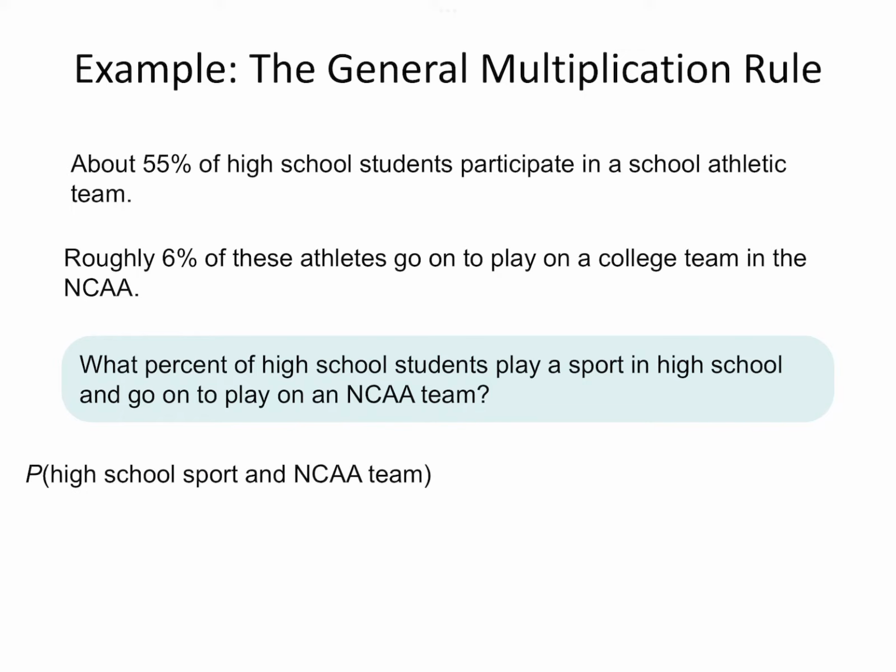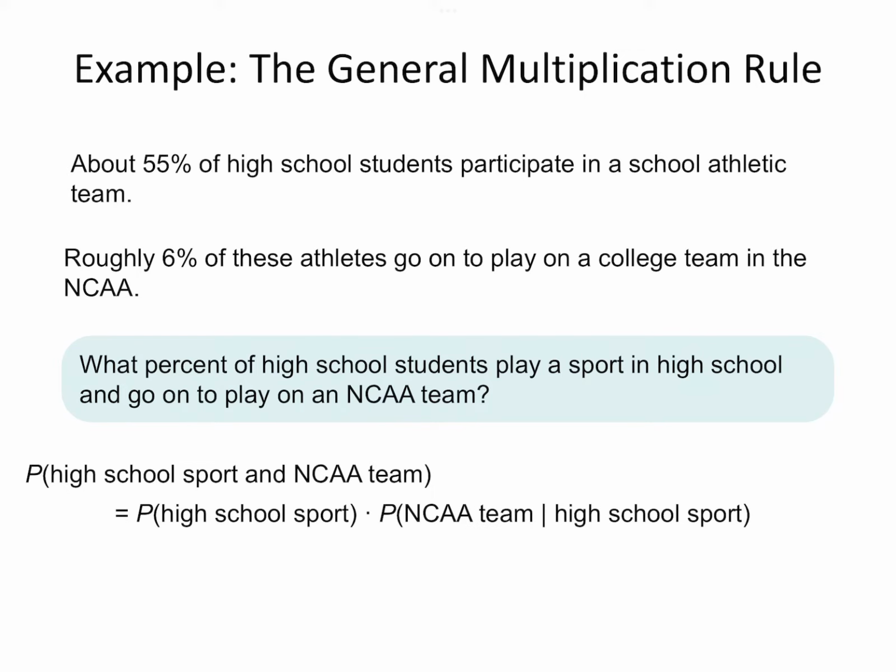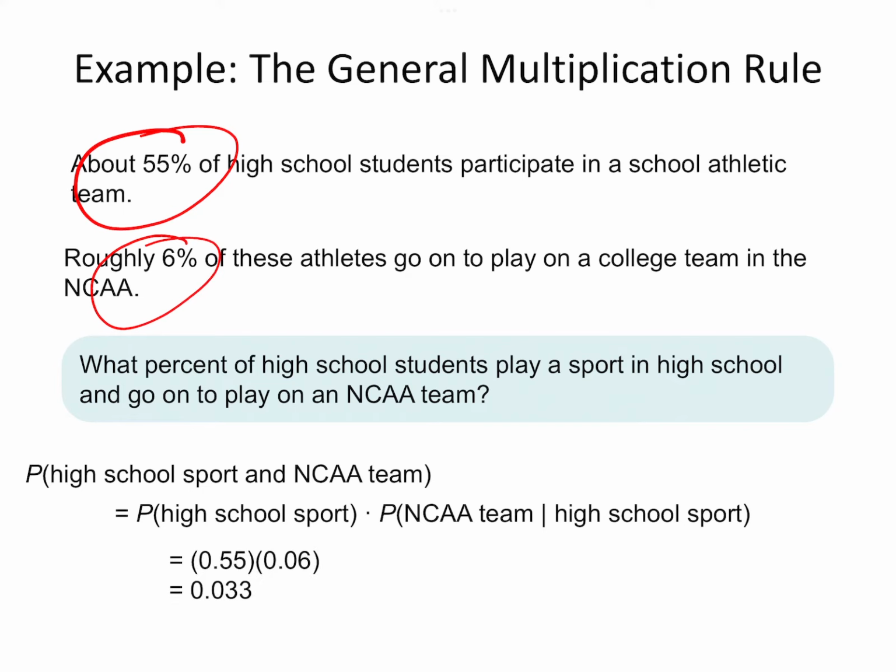So if we think about our general multiplication rule, we want high school sport and NCAA team. From the formula I just gave you, that means I need the probability of a high school sport times the probability of an NCAA team given a high school sport. The probability of a high school sport, that was right here, is 55%. And then the probability of the NCAA team given the high school sport was our 6%. So I'm going to multiply those two together to get 0.033. So you can use general information. You would be able to get this out of a tree diagram or a two-way table. You would be able to find these two probabilities and multiply them together. From a Venn diagram we've looked at, you would be able to find them as well.